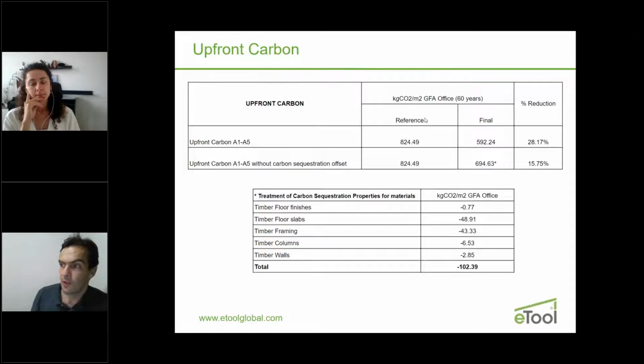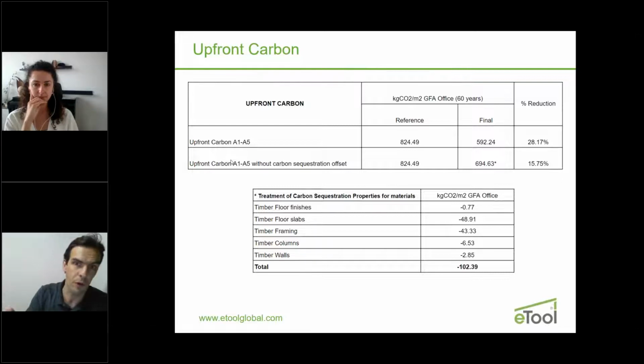And then I compare the reference design with the final design. A 28% reduction initially. And the reason why I have two options is because now with the Green Star buildings, you're segmenting the emissions considering upfront carbon only. And with that limited scope, you cannot account for the carbon sequestration offset. So a timber product will have a neutral impact, but it cannot have a credit.